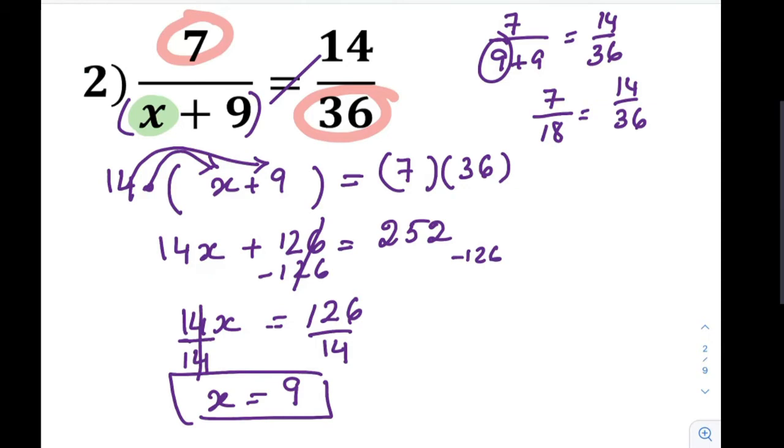As you see here, this 14 is the multiple of 7. When you multiply the 7 by 2, you get 14. And 18 as well is a multiple of, so 36 is a multiple of 18. You multiply 18 by 2 to get the 36. So الإجابة صحيحة. The answer is correct. And the checking was proving that.